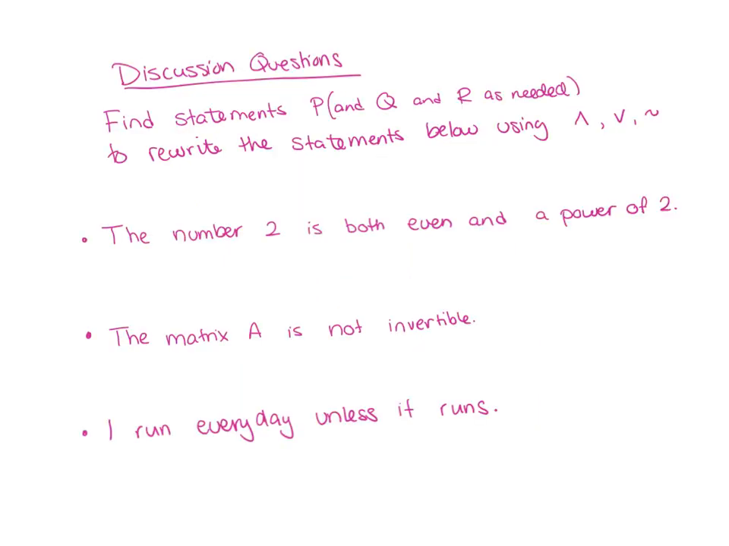For practice, I'd like you to go through and find statements P, and maybe you need extra statements Q and R, so you can rewrite these 3 statements below using the and, the or, and the not. So we have the statement, the number 2 is both even and a power of 2. So I want you to rewrite that with that and connective. The matrix A is not invertible, so that one should have a not in it. And finally, I run every day unless it rains.